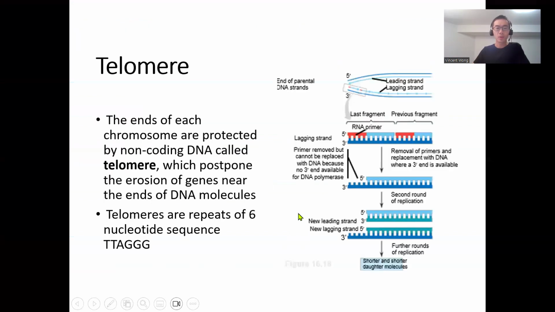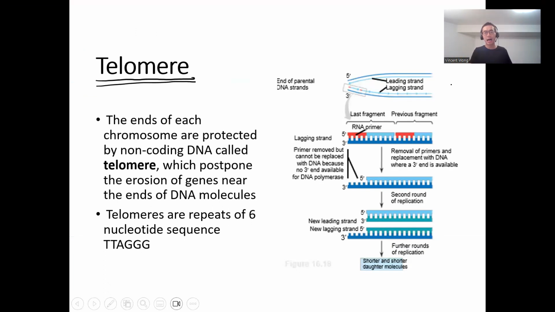Now, how do we deal with the situation in humans? We can't just let ourselves lose a little bit of DNA every time we copy our cells. So to solve that problem, we have something called telomeres.